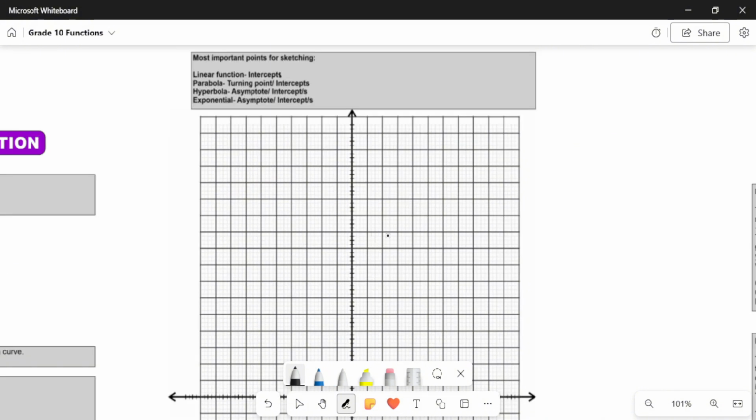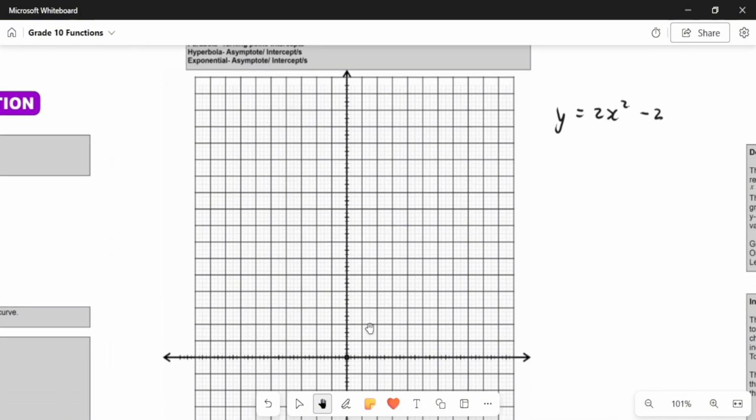Right, so now let's talk about the sketching of a parabolic function. Exactly as I mentioned, that when we sketch the parabola, the most important point is the turning point. Then the intercepts come. And so if I gave you the function y is equal to 2x squared minus 2, let's say, the first thing that you need to look for is your turning point. Right? Once you get the turning point, then every other point will become important. So let's look at the turning point.